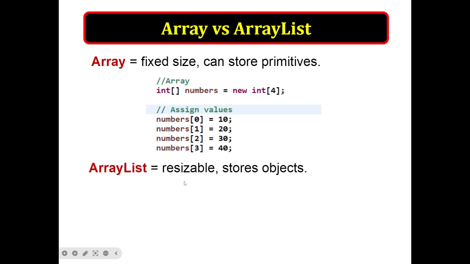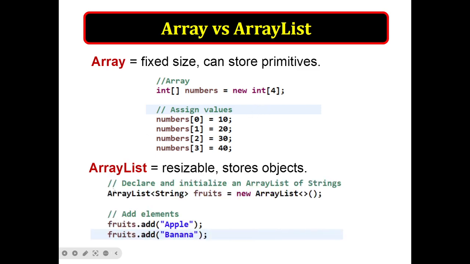Array list is resizable and it stores objects. As an example, this is an array list of String objects we can create, and here we can use the add and remove methods. This is the string object, whereas you can use any custom object for creating the array list as well. Basically we can use the array when the size is fixed and performance matters, whereas we can use the array list when the size is dynamic and we need flexible operations like add and remove.